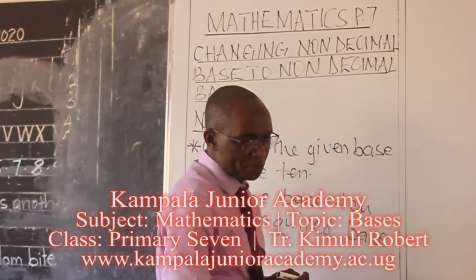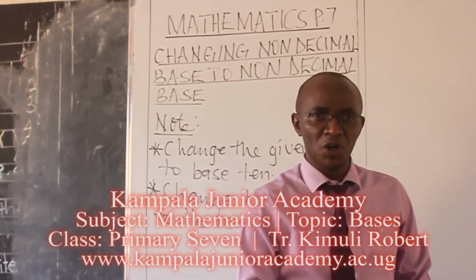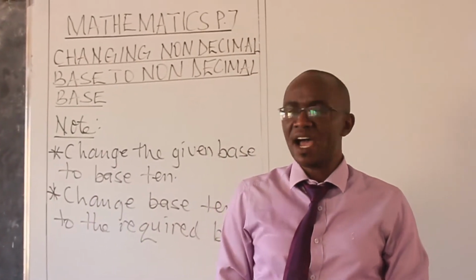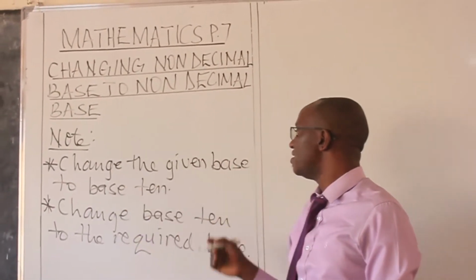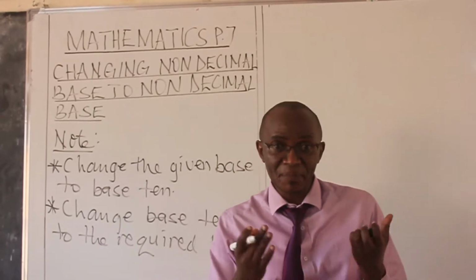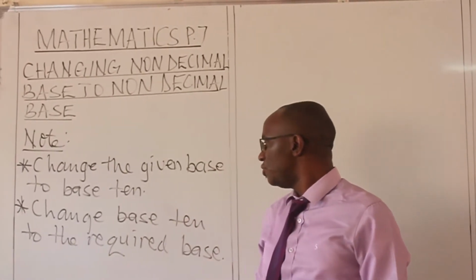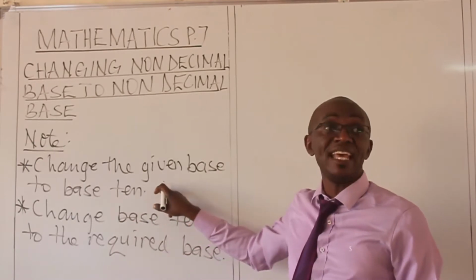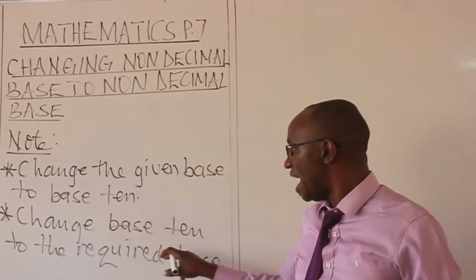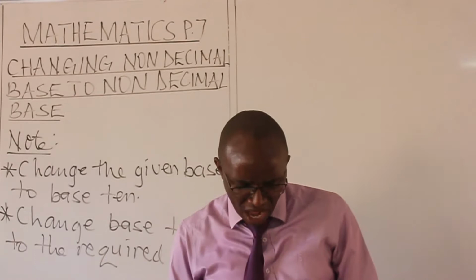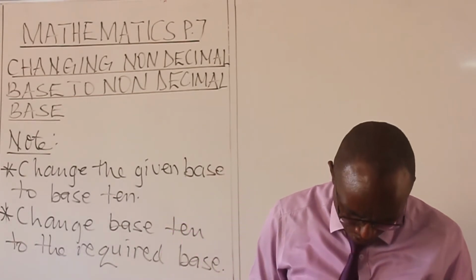So those are the steps we are going to take as we go through this activity. One, I've said, you first change the given base to base 10. That is the base they have given you, you change it to base 10. Then two, you change the base 10 you have got here again to the required base.